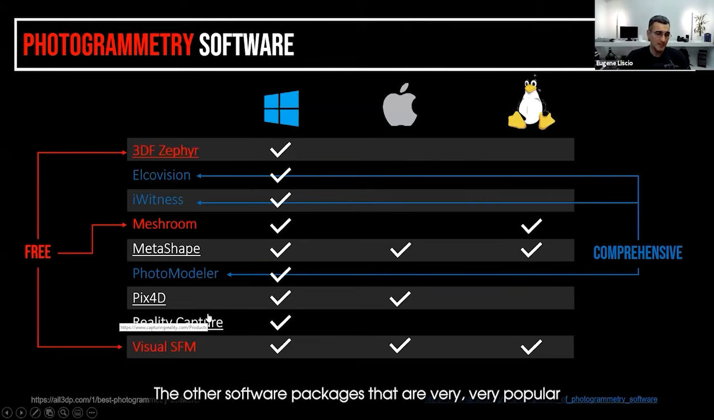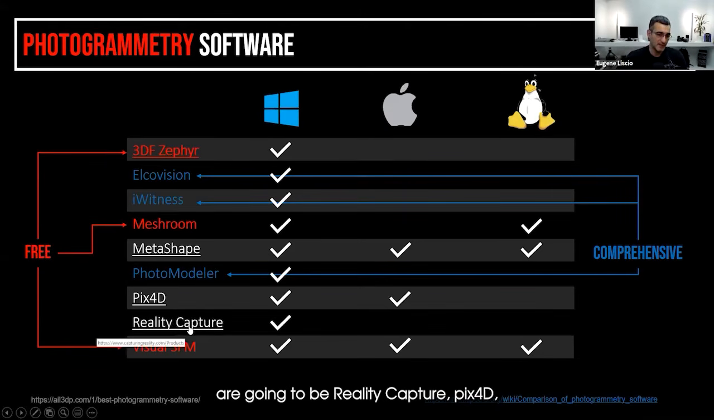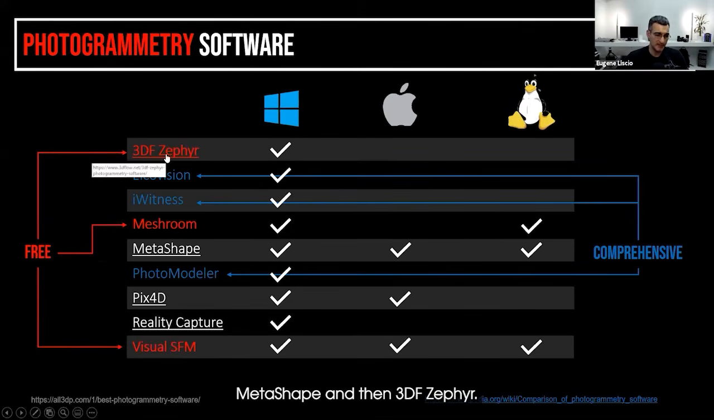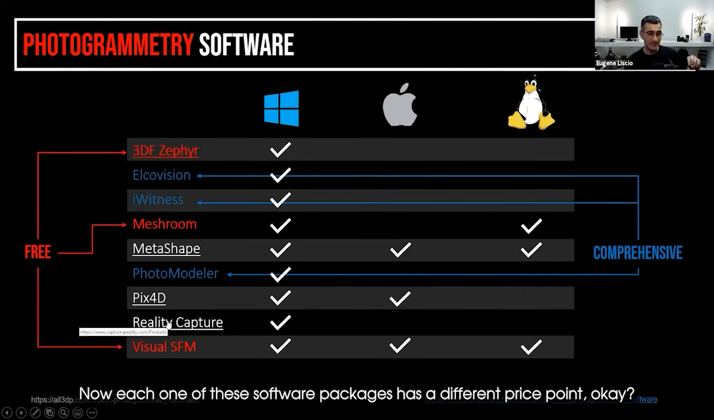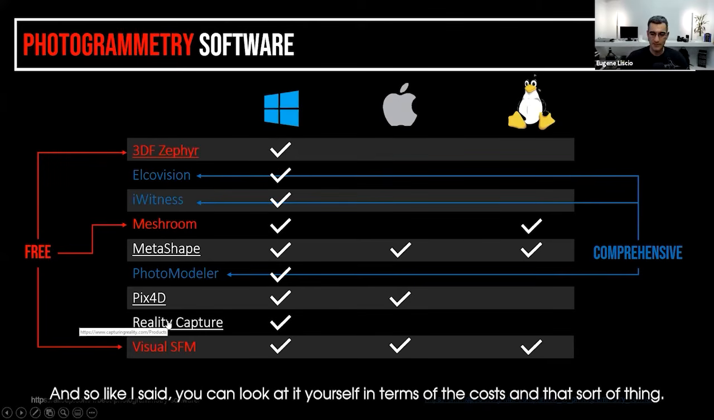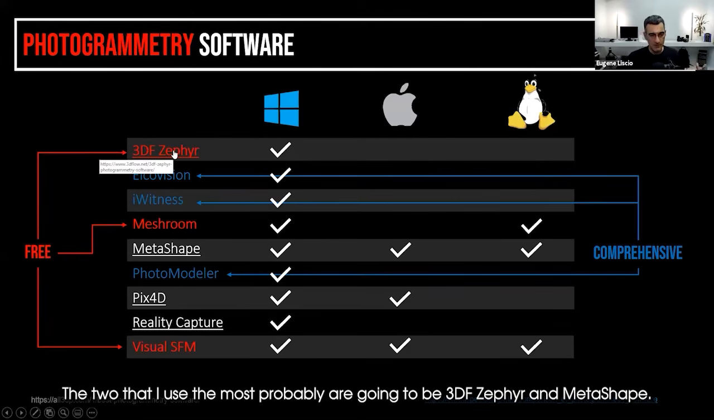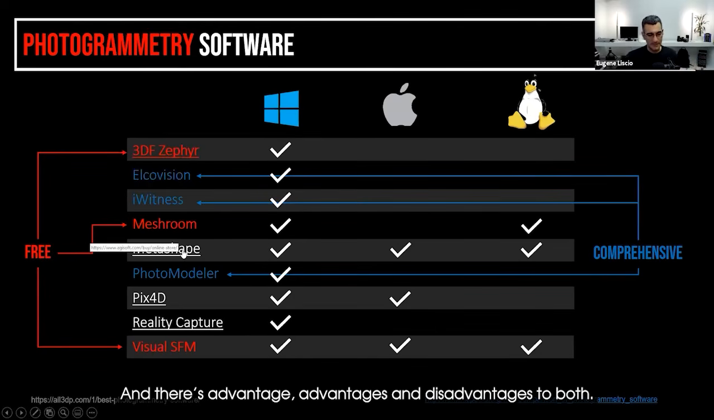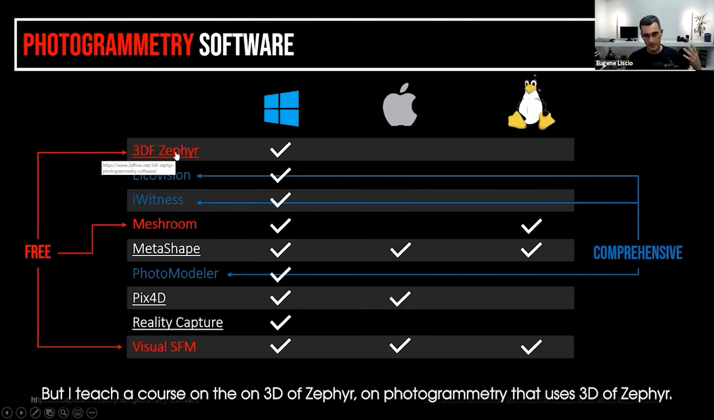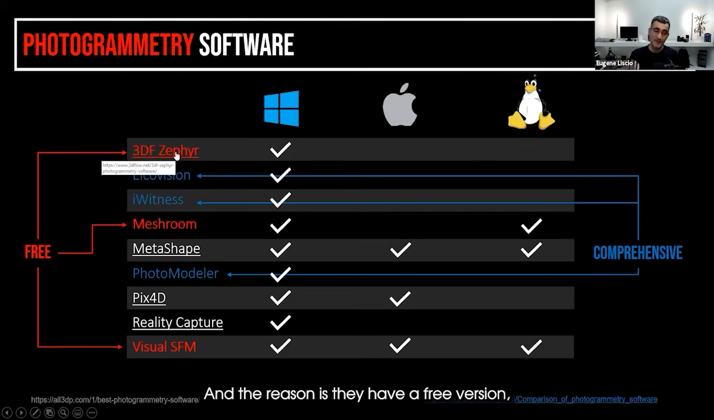The other software packages that are very, very popular are going to be RealityCapture, Pix4D, Metashape, and then 3ds Zephyr. Each one of these software packages has a different price point. Like I said, you can look at the costs yourself. The two that I use the most are probably 3ds Zephyr and Metashape. There are advantages and disadvantages to both. But I teach a course on photogrammetry that uses 3ds Zephyr. The reason is they have a free version, and that will allow you to use up to 50 photographs.